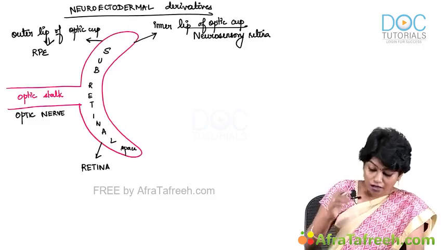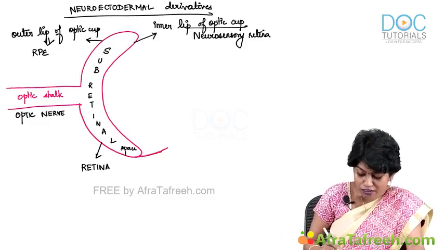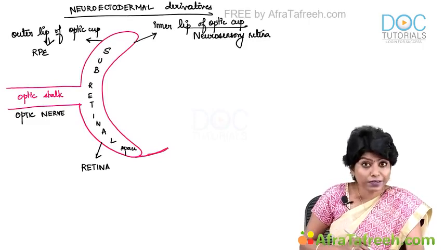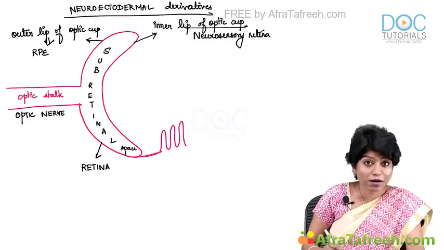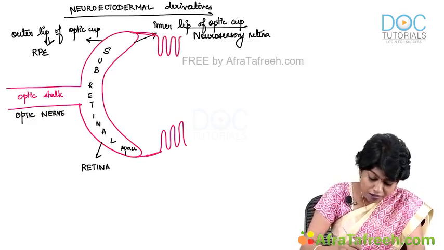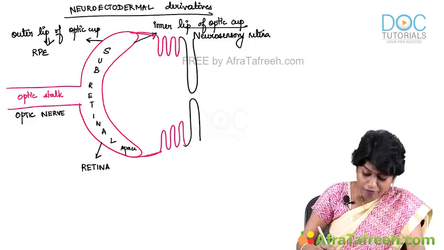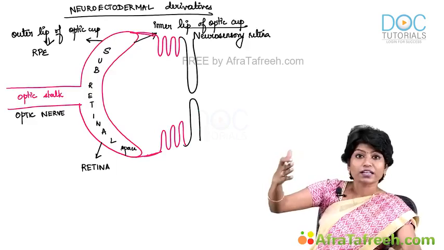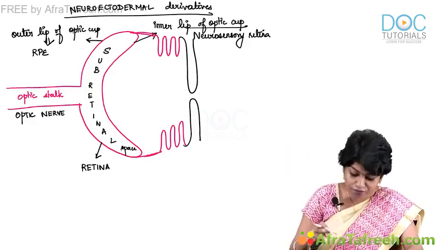Now, this outer lip continues to grow to form the ciliary epithelium. So you have the pars plana and the pars plicata, and the iris epithelium, because the surface corneal epithelium and conjunctival epithelium have come from the surface ectoderm.